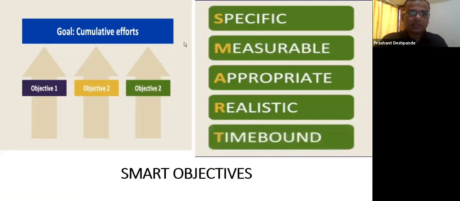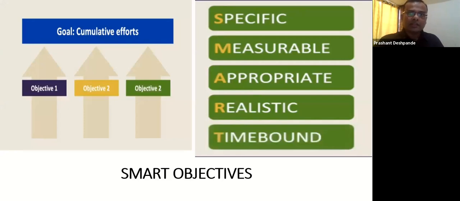So basically, if the objective is more specific, it is more measurable. For example, if the objective is to be specific, it should have a numerator. It should not be numerator, it should be numeric. It should have a value attached to it, clearly defined. Yes, Santosh has said clearly defined, very true. So specific means it should be very, very clear.